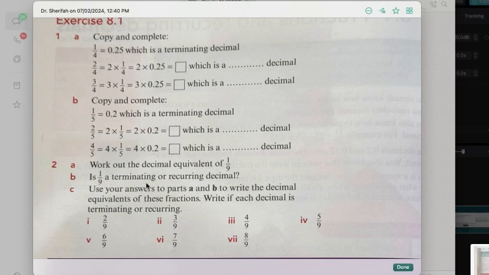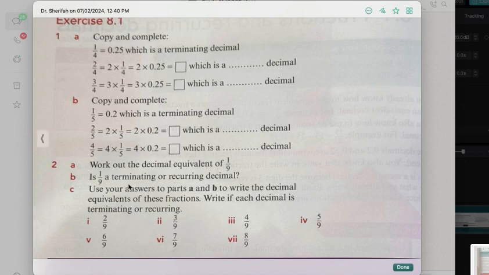Now, work out the decimal equivalent of 1/9. Is it a terminating or a recurring decimal? You have to do the division to be able to answer this. Then use your answers to parts A and B to write the decimal equivalent of these fractions, and write if each decimal is a terminating or recurring decimal.